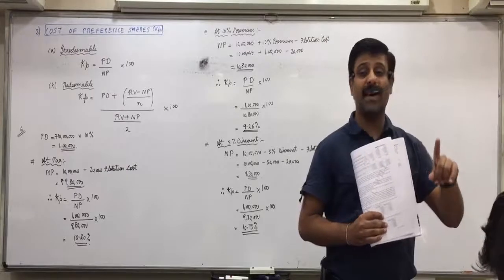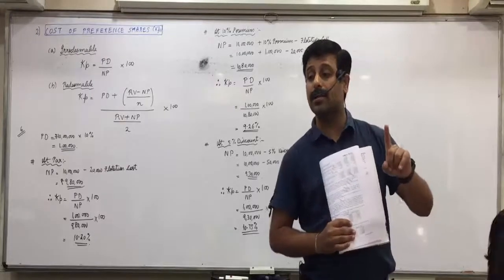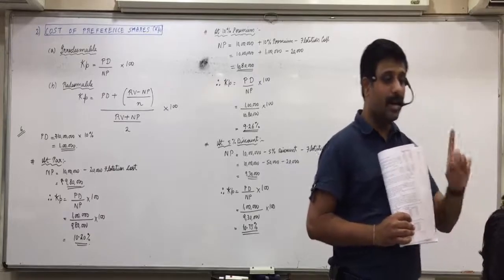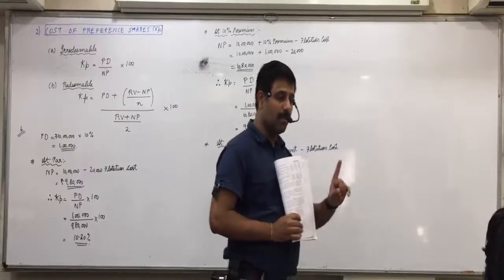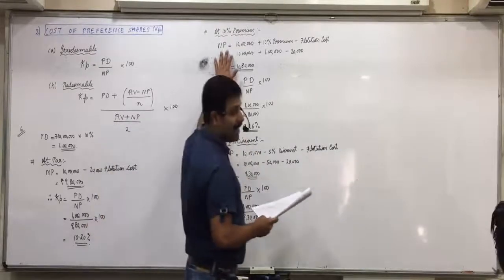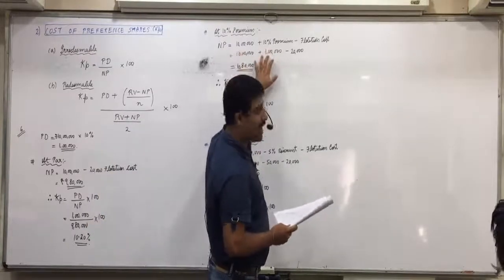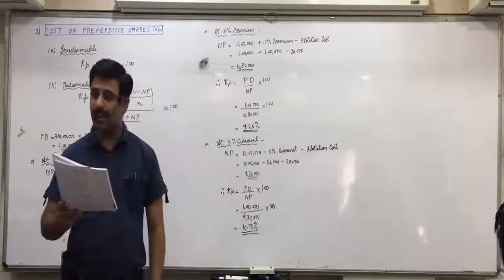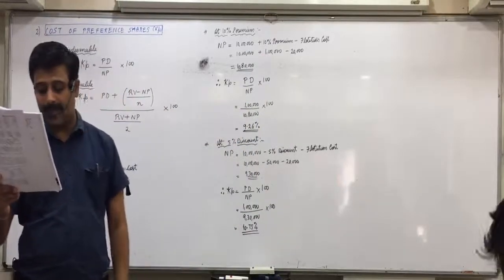I discussed where flotation cost will not be considered. In redemption value, flotation cost will not be considered, but in net proceeds it will be considered. So net proceeds will be 10 lakhs plus premium 1 lakh minus flotation cost, that is 10 lakh 80,000. Are you okay with this portion, everyone?